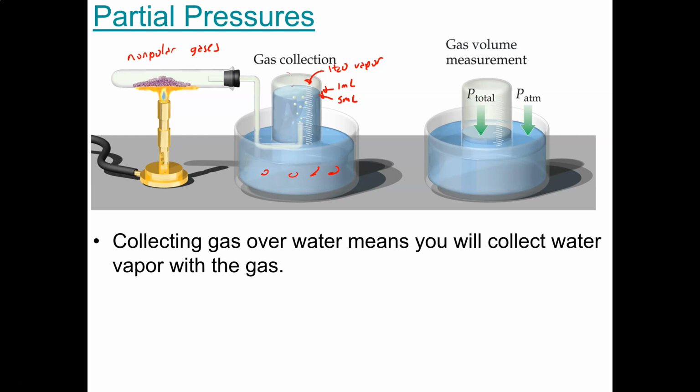So how do you fix this? Really, really simple. You remember this: the pressure of your gas is equal to the pressure of the atmosphere minus the pressure of the water vapor. They'll tell you the pressure of the atmosphere is 760. They'll give you the pressure of water at that temperature too. It's not something you have to memorize or figure out. They will give it to you. All you need to be able to do is subtract. That's all you do, subtract.